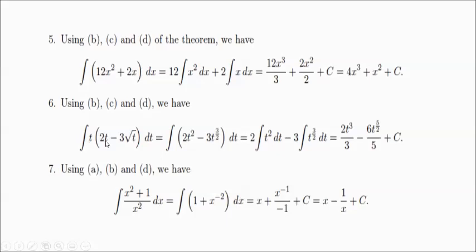Okay? So distribute the t. So it becomes 2t raised to 2. This one, distribute negative 3t raised to 3 over 2. Okay? And then proceed on integrating.